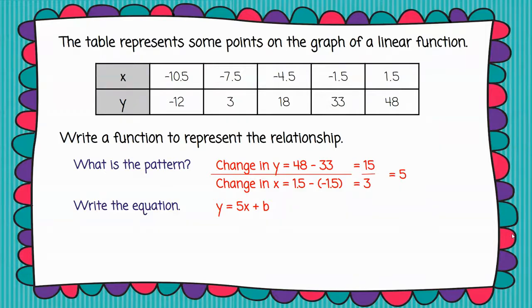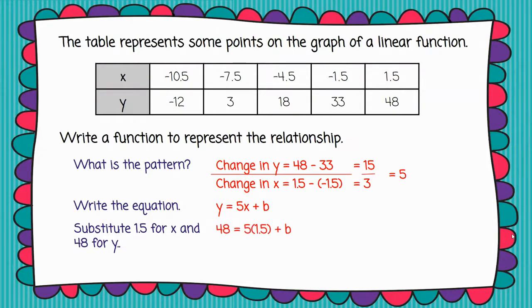I just want you to think of this b as a bonus amount. And what we need to do is to find the value of that bonus amount. So we're going to take one of the values in the chart. For me, I wanted to choose an easy value, so I chose the last one because it was positive. So I'm going to take 1.5 for x and 48 for y, and I'm going to substitute them into this equation. Again, in place of y, I'm going to put a 48, and in place of x, I'm going to put 1.5.